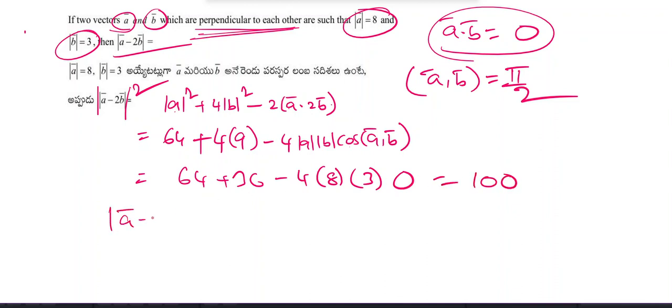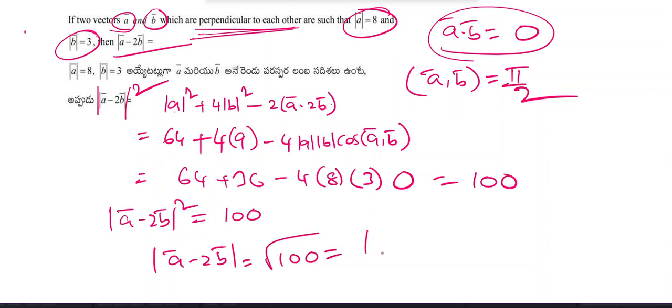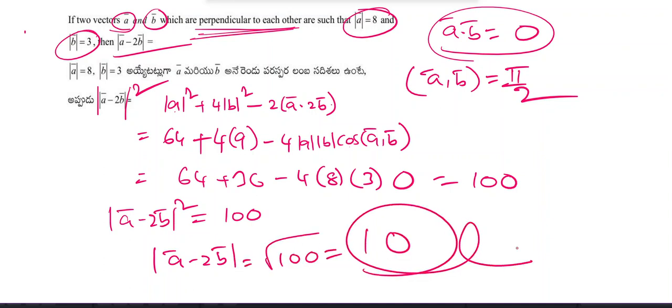So mod of a bar minus 2b bar whole square is equal to 100. Now mod of a bar minus 2b bar is equal to root 100, that is equal to 10. This is the final answer.